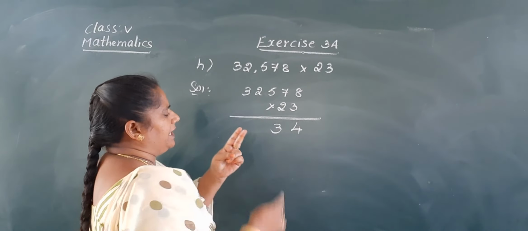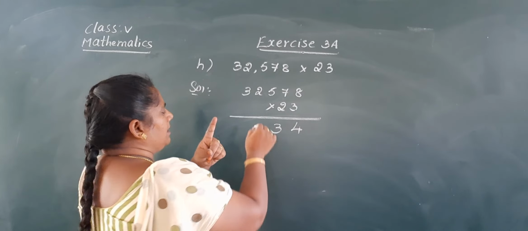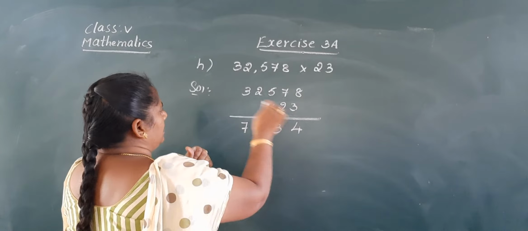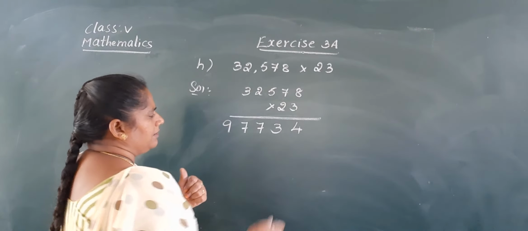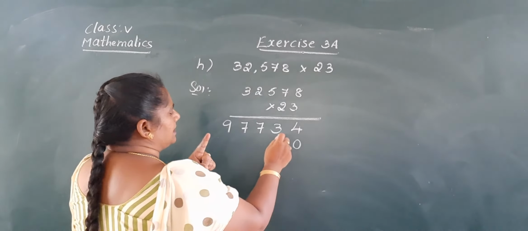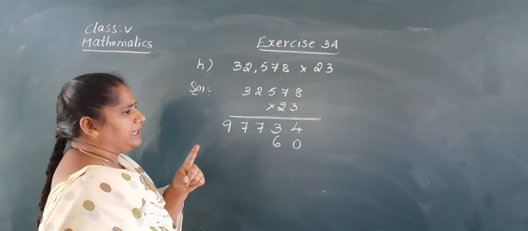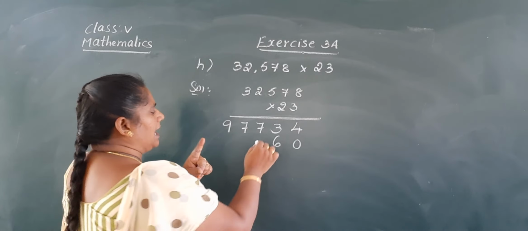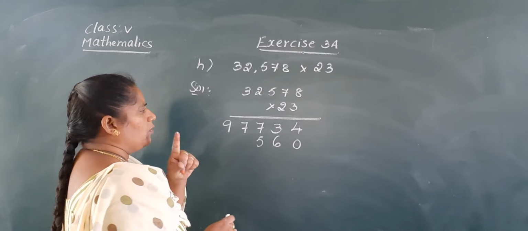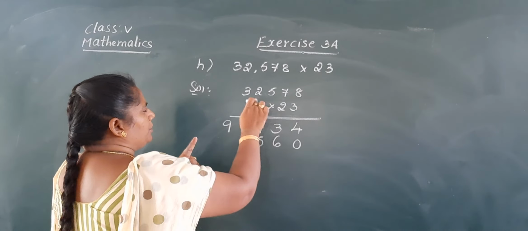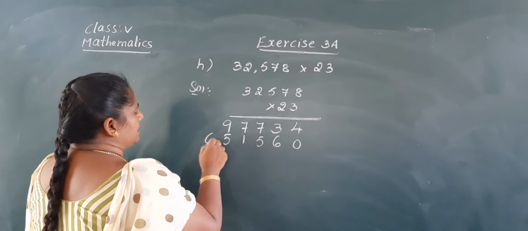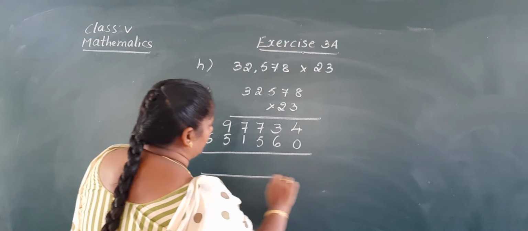3 5s are 15, 16, 17. 1 in hand, 7 is down. 3 2s are 6 plus 1, 7. 3 3s are 9. Now close the ones place. 2 8s are 16. 1 in hand, 6 is down. 2 7s are 14 plus 1, 15. 1 in hand, 5 is down. 2 5s are 10 plus 1, 11. 1 in hand, 1 is down. 2 2s are 4 plus 1, 5. 2 3s are 6. Now add these products.